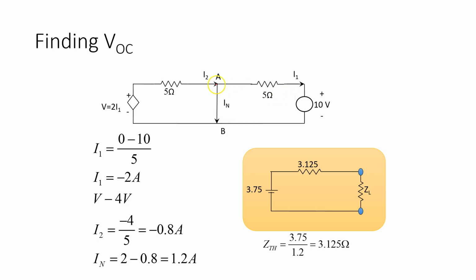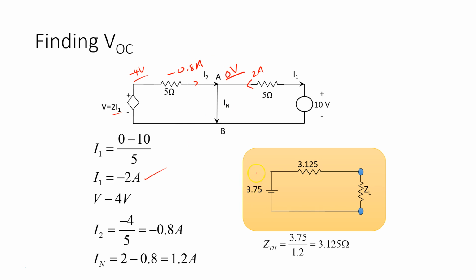So now I'm going to find the Norton current. I need to find I1 to figure out the value for this dependent source. I can find I1 by simply looking at the 10 volt source. Since this point is short circuited, it is 0 volts. So I1 is 0 minus 10 on 5, which is minus 2 amps, which simply means 2 amps in this direction. And since this is minus 2, then this voltage here will be minus 4 volts. So I2, which is in this direction, is minus 4 over 5, which is minus 0.8 amps in that direction.